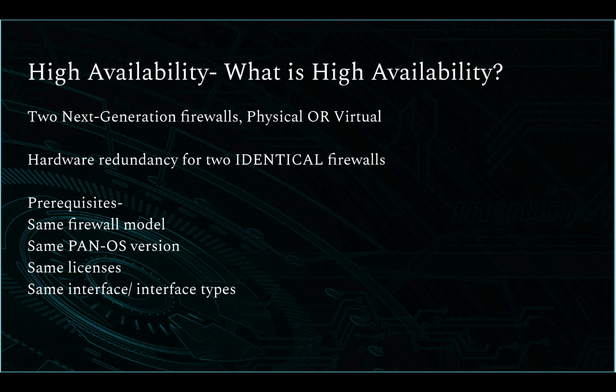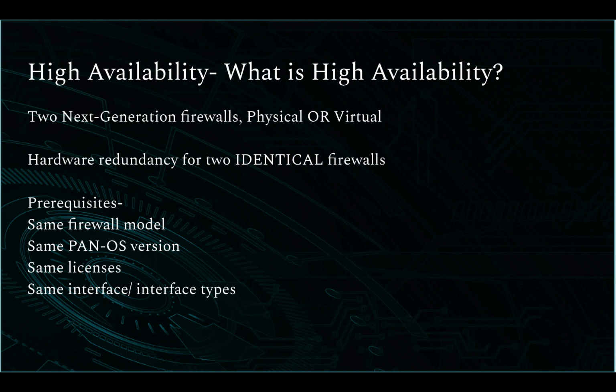Now, the other prerequisites for high availability include having the same PAN-OS version, and that has to be the same major and minor version. That's primarily because if we have any new features or capabilities, we want those shared between our primary and our secondary firewalls, or our active and passive firewalls.